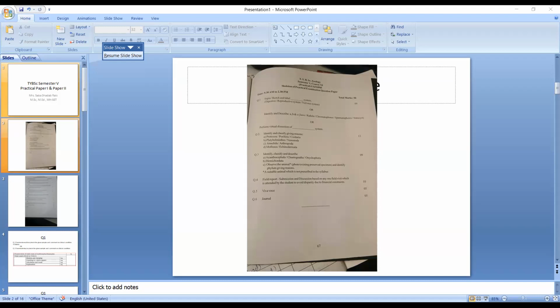Now let's come to the next question, that is question number 5, viva voce. Students, this viva will be based on the theory, all right? And your journal. Now see, you have a very well printed journal, so you're expected that it is properly covered, properly certified, and certified means your class teacher and your head of the department signature is there on that.